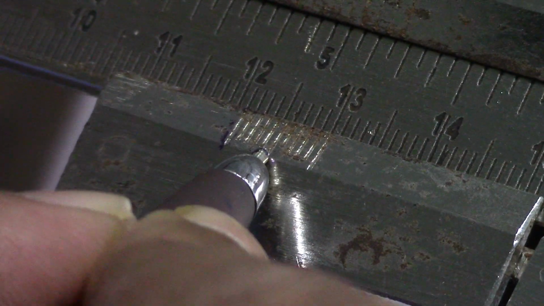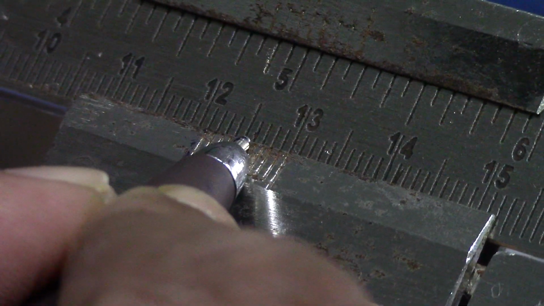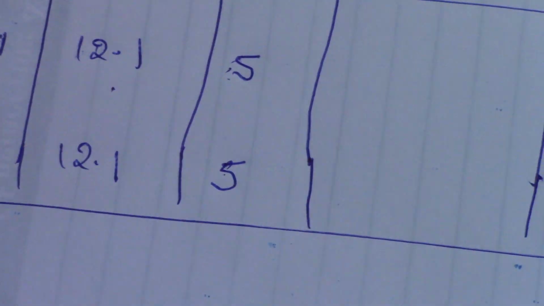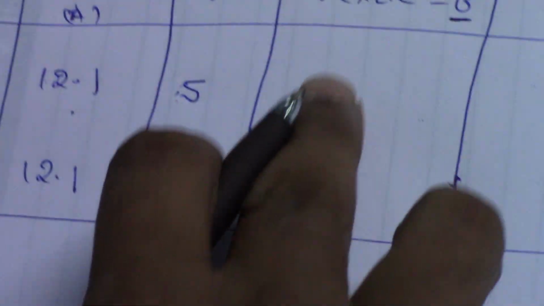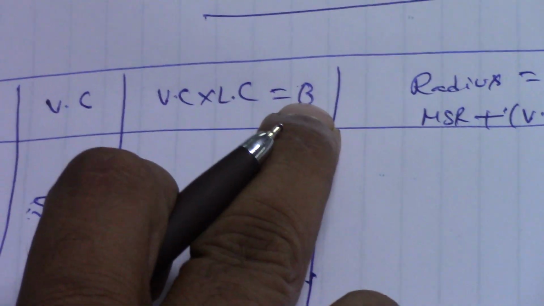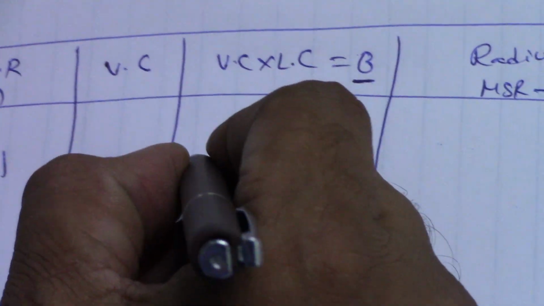Yes, this time also we have 5. This 5th line coincides exactly with this line and forms a straight line. Okay, so vernier coincidence is 5. Now let us calculate this. What is this? VC into LC is denoted with what? B. So here B is VC into LC, that is 5 into LC.